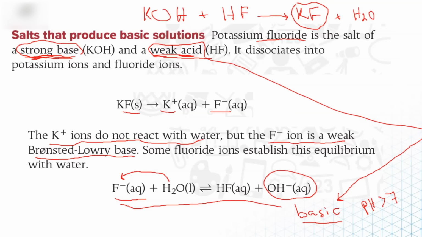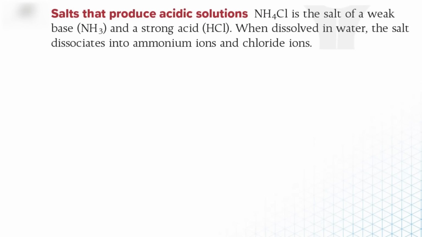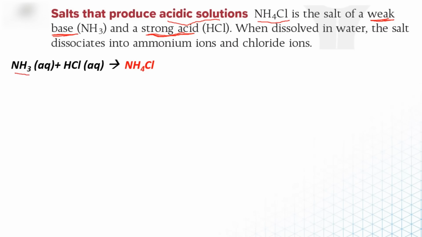All right, now let's go to salts that produce acidic solutions. An example of that would be NH4Cl salt. That happens from a reaction between a weak base, look now, weak base and strong acid. Now I will not put water here, so when there's a reaction between a weak base and a strong acid, which are NH3 and HCl, this salt is going to be produced. I'm not showing water here.